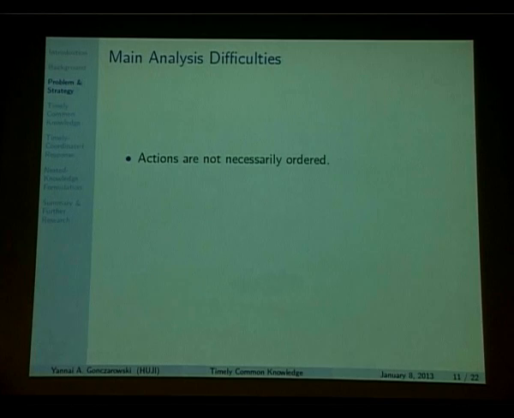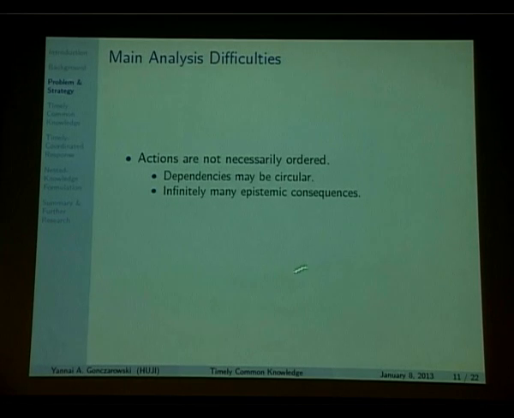First of all, the actions are not necessarily ordered. As we've seen before, dependencies may be circular. R depends on L at some time around it. L depends on R at some time around it. And this leads to infinitely many epistemic consequences. R needs to know that by 7 from now, and L will know that by 3 from then. R will know that by 7 from then. L will know that by 3 from then, ad infinitum.